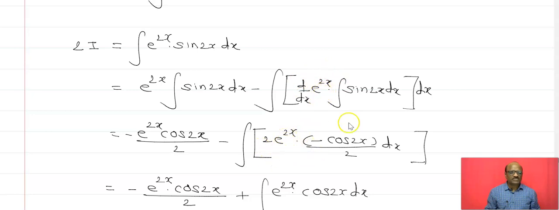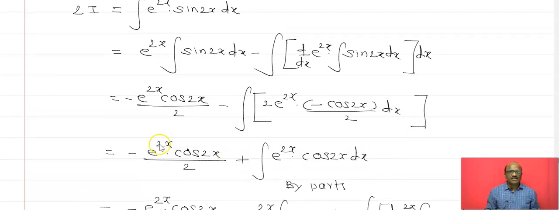Minus integral, derivative of e raised to 2x is 2 e raised to 2x, into integral of sin of 2x, which is minus cos of 2x upon 2, into dx. Therefore minus e raised to 2x cos of 2x upon 2. Now this minus and minus will become plus. Then you will get e raised to 2x cos of 2x into dx.